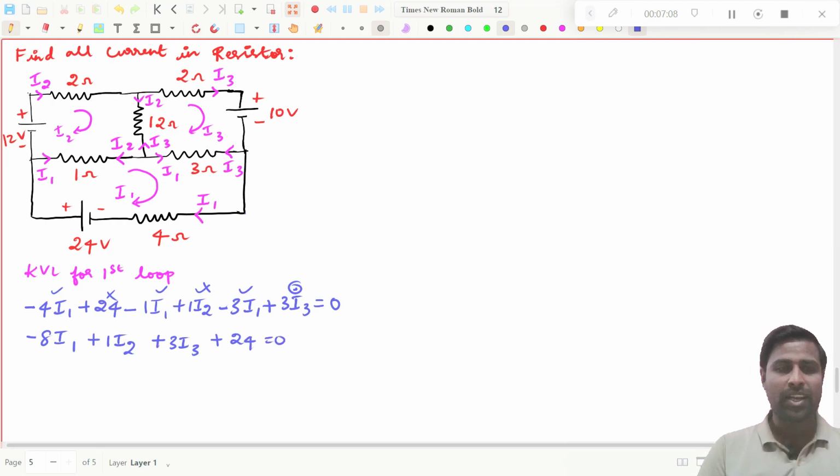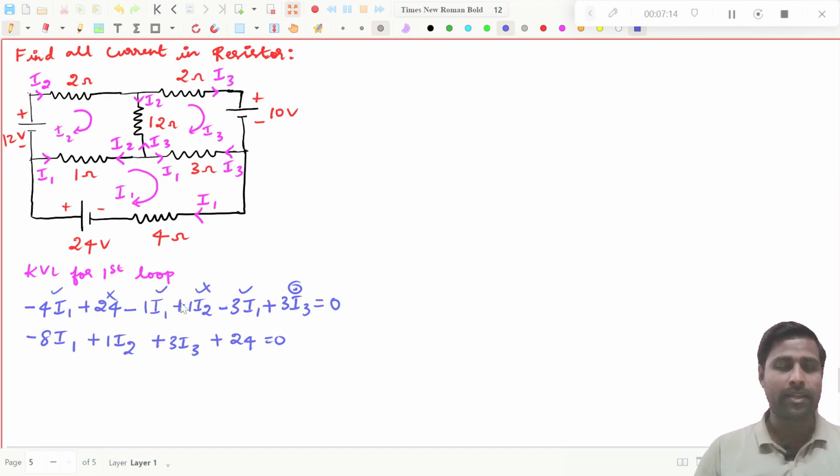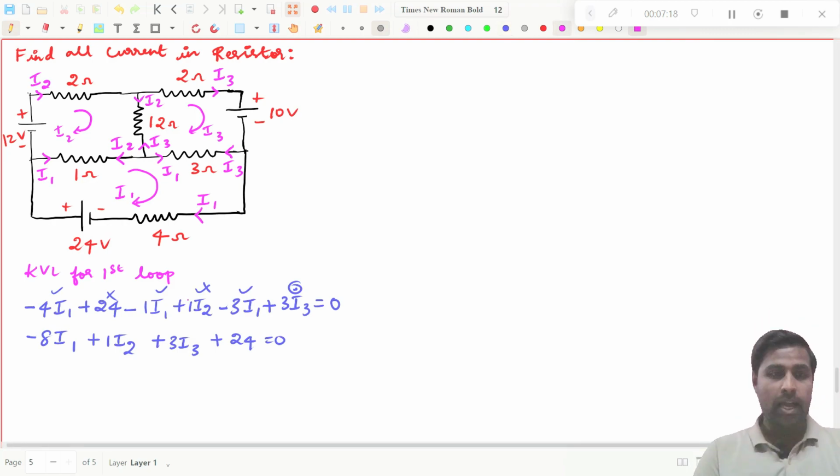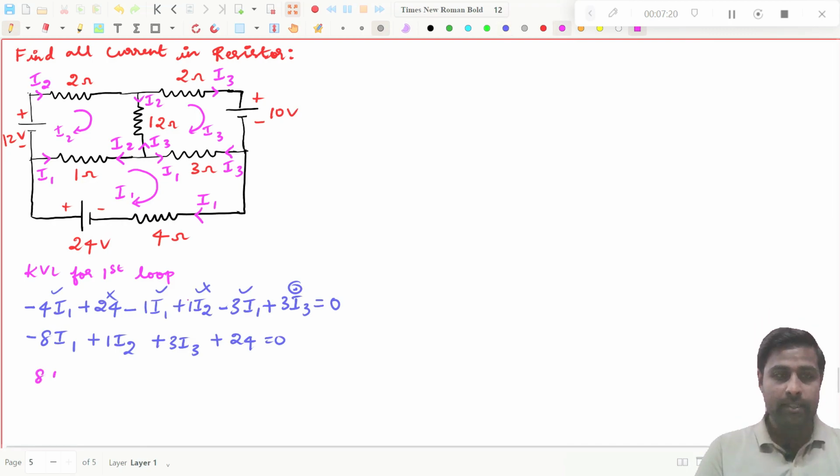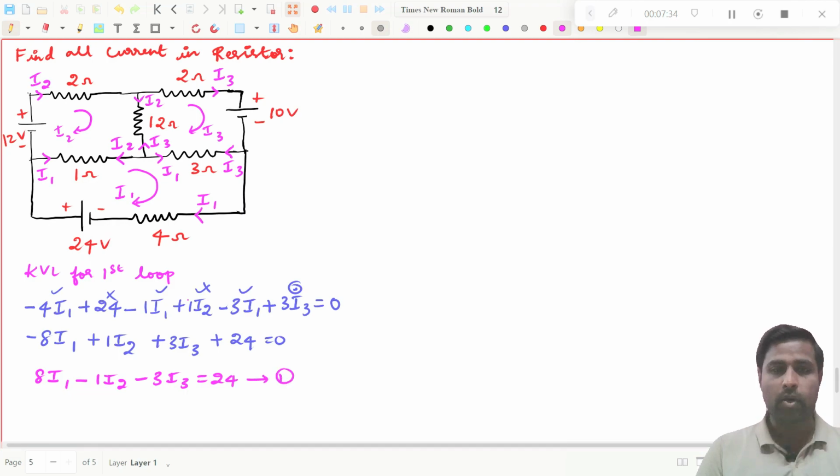So now you rearrange this equation. 24 is on one side, so you bring all these terms to the other side. If I rearrange and finally write, I will get plus 8I1. I have brought this 8I1 to the right hand side, minus 1I2 minus 3I3, which is equal to 24. This is expression number 1, right?